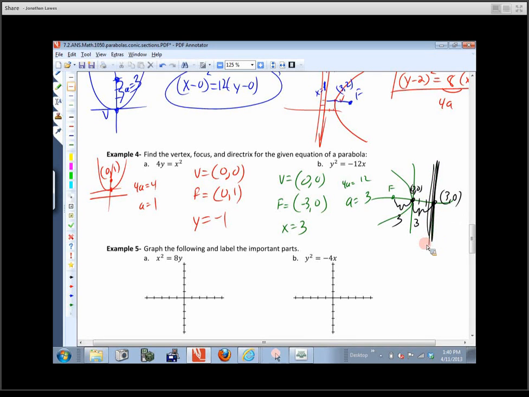So the same distance away from the vertex as the focus. Yep, always. The vertex is always smack dab in the middle of the focus and the directrix. It's on this straight perpendicular line from the directrix to the focus. The vertex is always right in the middle of that. Okay? Any questions?